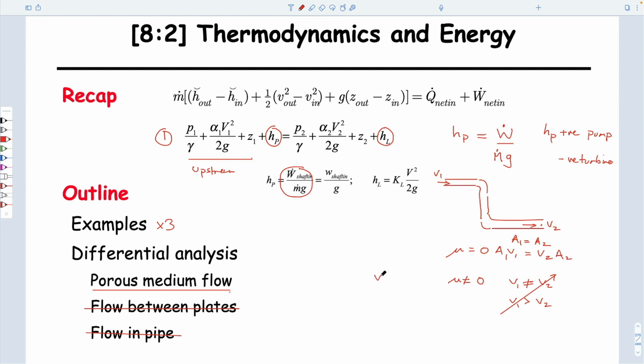So V1 Bernoulli would be greater than V1 with mu not equal to 0. Yeah, that's better. You realize that if the cross-sectional areas are the same and it's steady state, de facto, they have to be the same velocities.